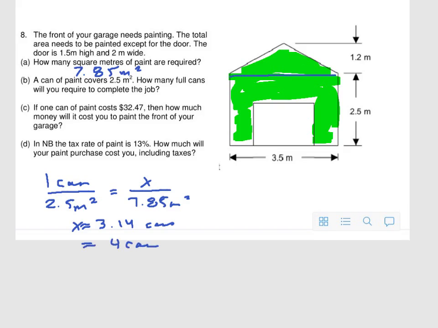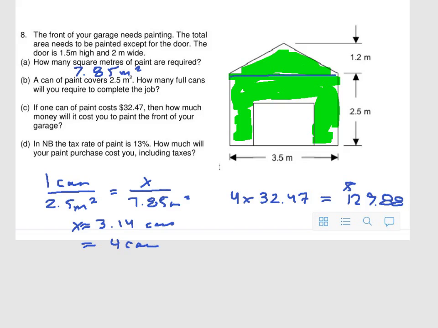Now, if 1 can costs $32.47, how much will it cost to paint the front of your garage? Well, if you take 4 cans and multiply that by the cost per can, $32.47, that would give you a total of $129.88 before tax for the paint.